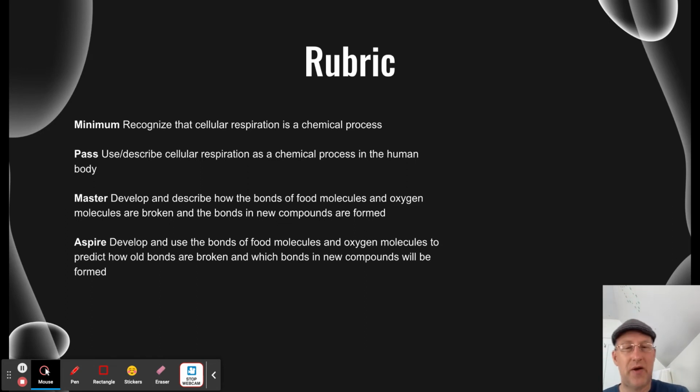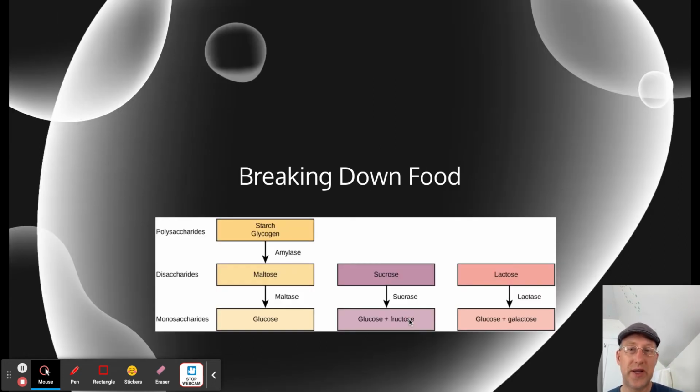You want to really think about how food molecules and oxygen molecules combine. And then to aspire is really to be able to actually predict what's going to be the outcome of a breakdown product. So breaking down food, we take stuff like starch, which is from potatoes, and you break it down into maltose and then into glucose.